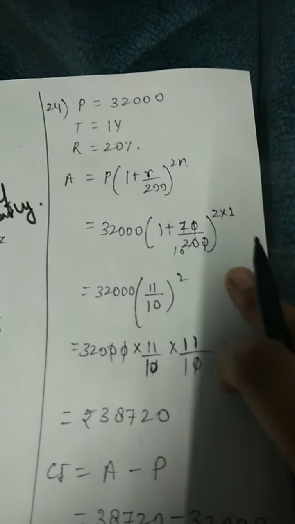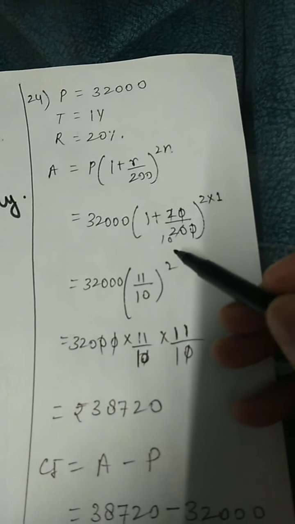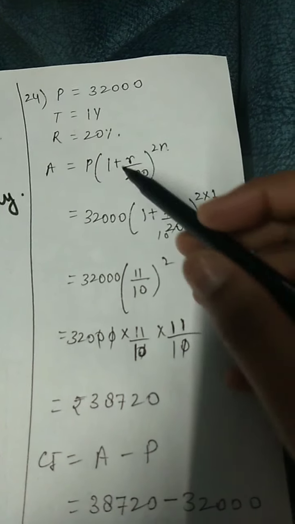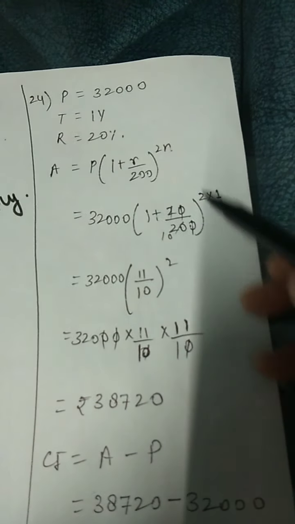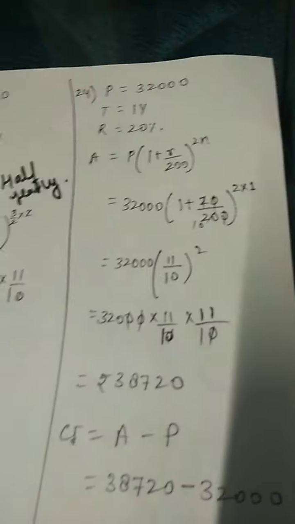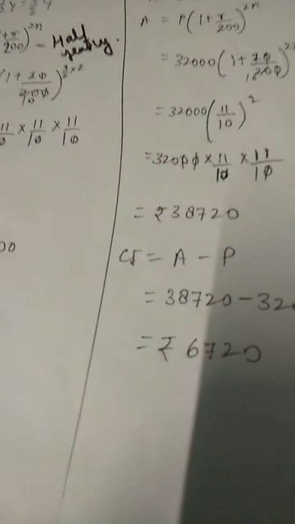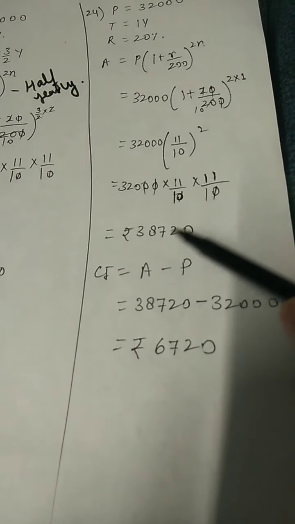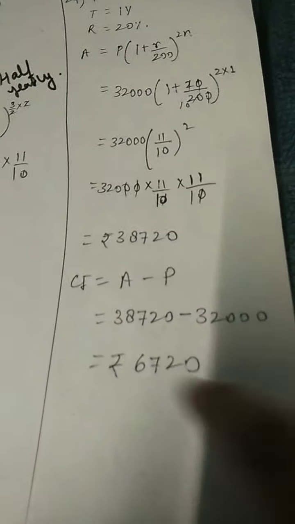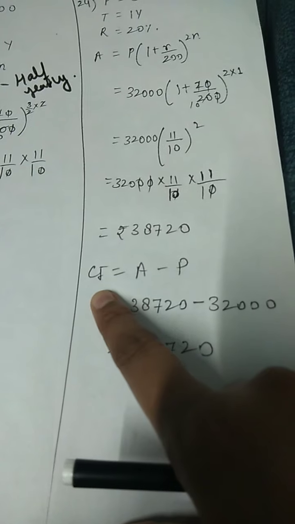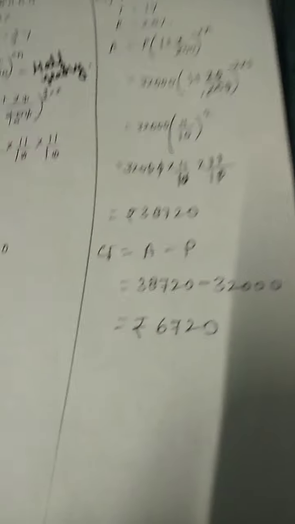Again in question number 24 we have the same type of question. Question number 24: find the amount and the compound interest on rupees 32,000 for 1 year at 20%. Here again you have to calculate for half yearly. So we will use this formula, which is for half yearly. We will put in the values. We will just multiply time by 2, that is 2n for half yearly, so it will be 2 into 1. And again we will put the values and solve our sum. Whatever is getting cancelled, we will cancel and we will multiply the numerator part. And then we will calculate the compound interest, which is A minus P, and we will get the answer.